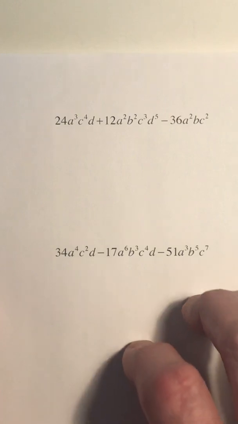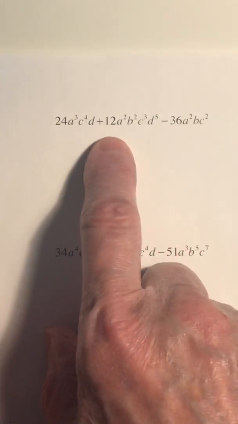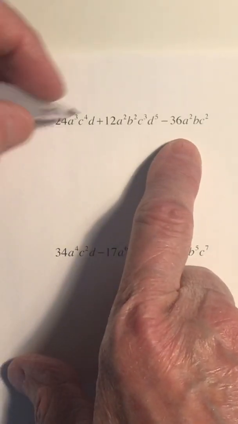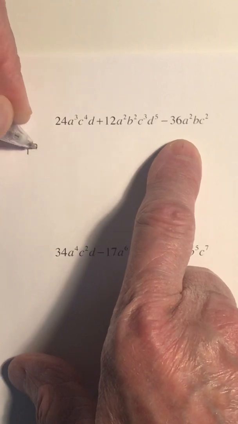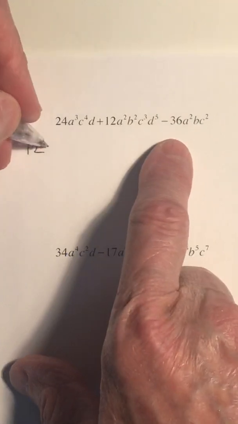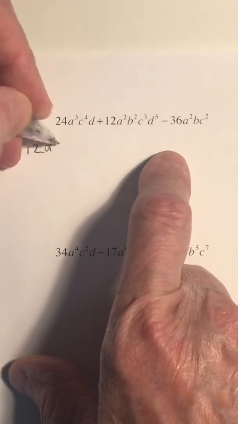Here's 3 terms again. Is 6 the best? No, we can do 12, can't we? Yeah, 12 goes into all 3. Nice. Put it way over here. And what about A? What power of A? 3, 2, 2. A to the 2.